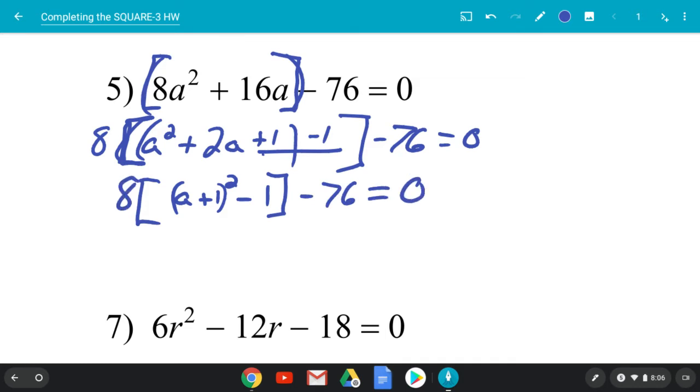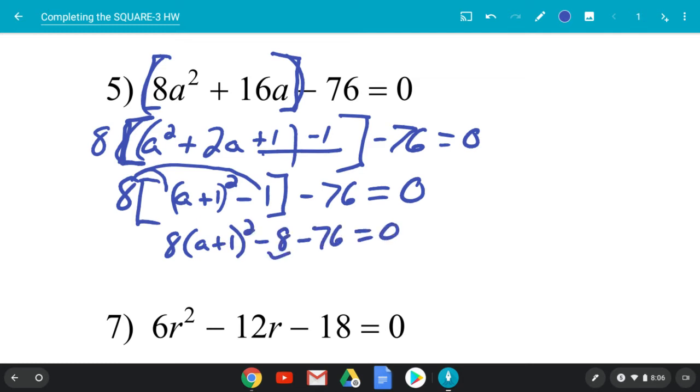And that 8 had to come down too. Now I've got to distribute that 8 back in. Distribute it there and there. So I have 8 times a plus 1, quantity squared, minus 8, minus 76 equals 0. I can combine those two like terms to have 8 times a plus 1, quantity squared, minus 84. How do we do? Good. That's it? That's all? Got that one right? Did we see our mistake then?